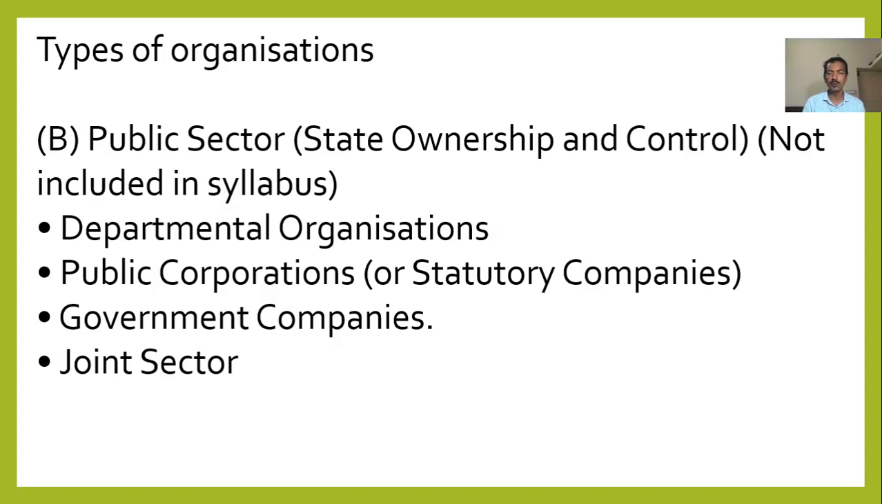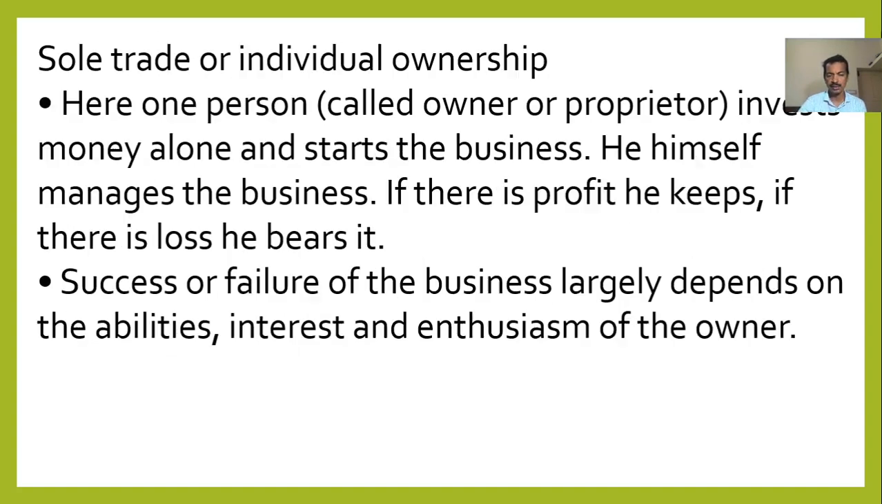Public sector means it is owned by the state government or central government. Under that, there is the departmental organization. These are departments owned by a state government. The second one is public corporations, some statutory companies and government companies. And the last one is joint sectors. These four come under the public sector: departmental organizations, public corporations, government companies, and joint sector companies.